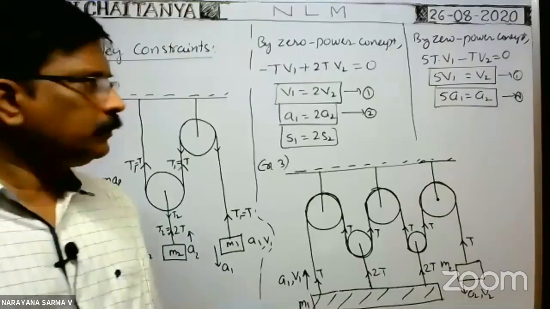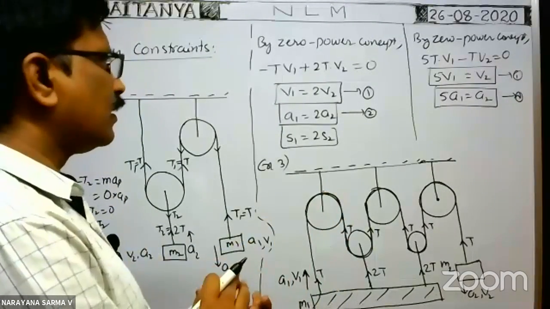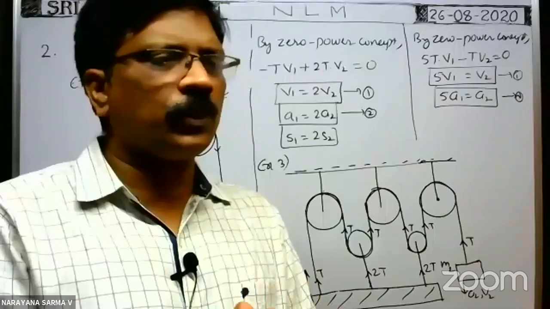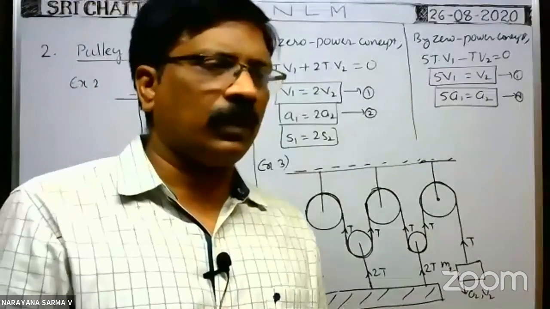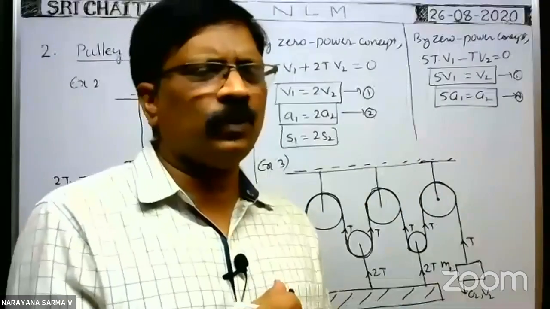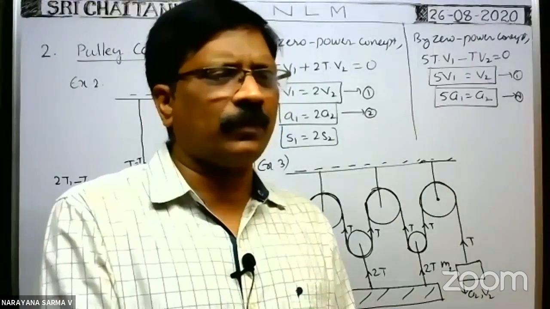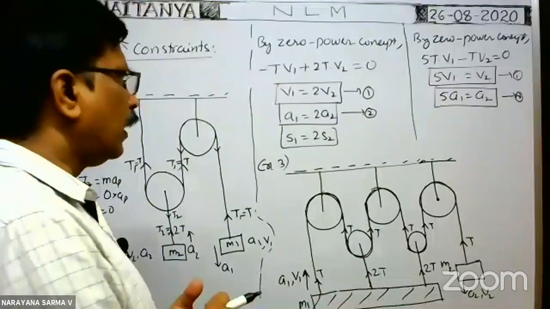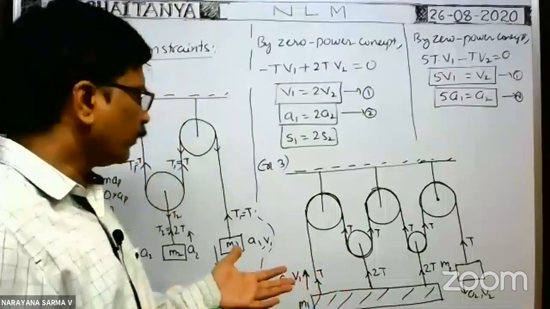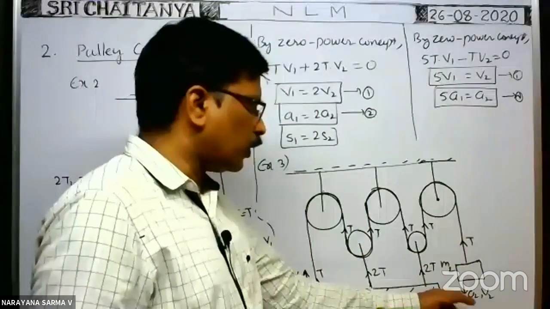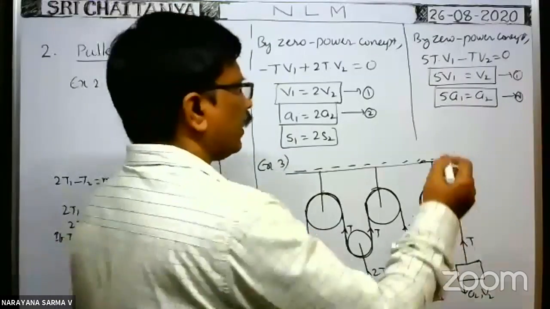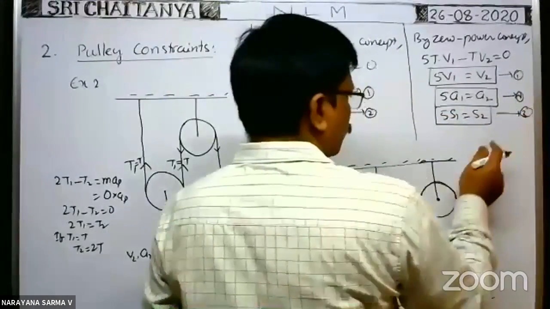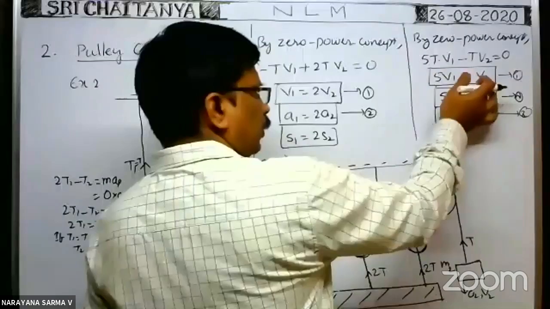Now these are some constraint relations. Generally in our Mains or Advanced, they give problems with 2 pulleys or 3 pulleys only. Generally they are not asking problems related to a large number of pulleys, like 6, 7, 8 pulleys. These are enough. Now in case of displacements also, very good. Suppose the displacement of this body is S2 downwards and it is S1 upwards, then 5S1 is equal to S2, we can write. Of course 5S1 is equal to S2, 5V1 is equal to V2, 5A1 is equal to A2.